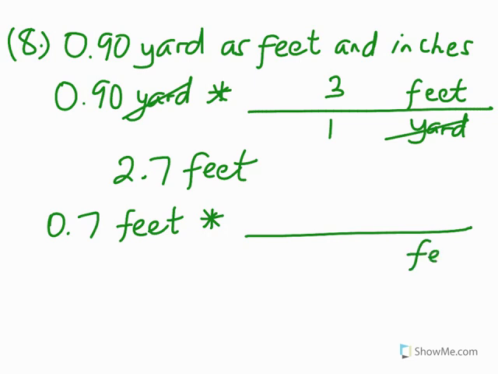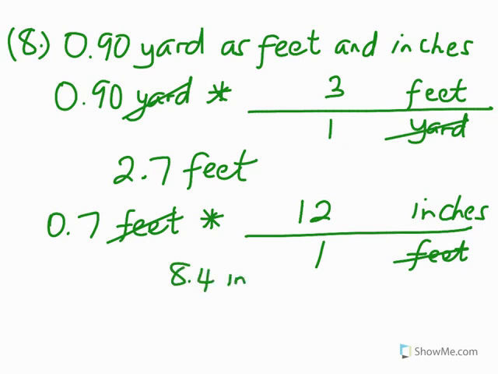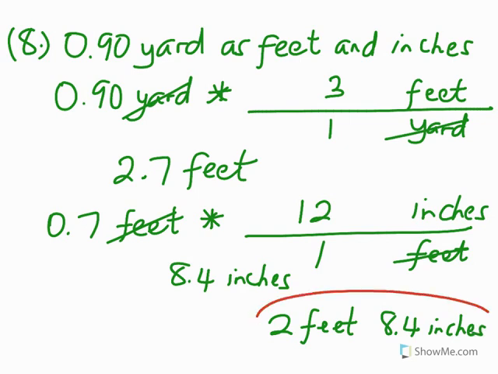Feet, inches. And we have that 1 foot is 12 inches. When we cross out, we have 8.4 inches. So our final answer will be what? 2 feet, 8.4 inches. And I'm going to circle it. Okay? So that is the way we do it.